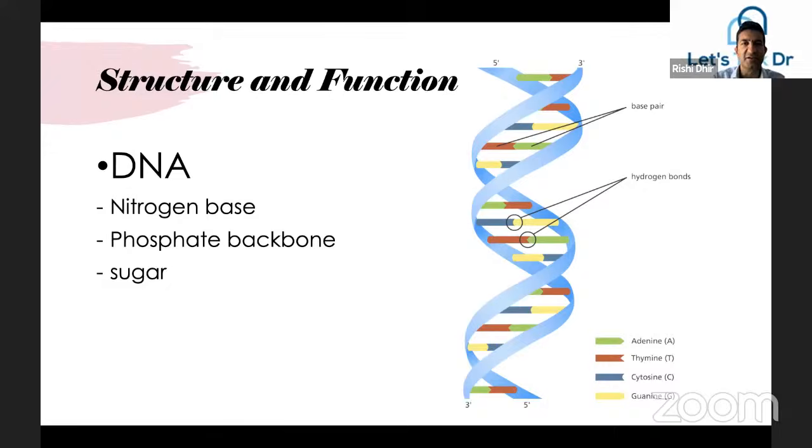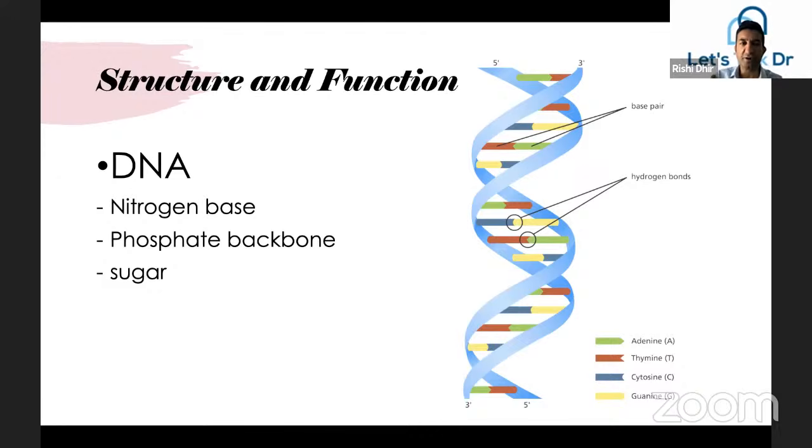So the way that I think of DNA is it's a polymer of deoxyribonucleotides composed of a nitrogen base, sugar and phosphate backbone. And these bases contain genetic information which are derived from purines and pyrimidines. The purine bases are adenine and guanine, and the pyrimidine bases are cytosine and thymine.